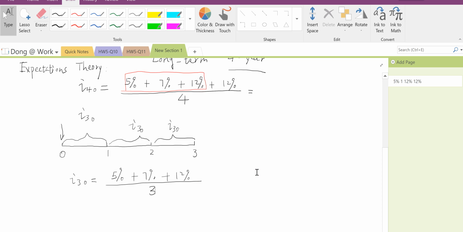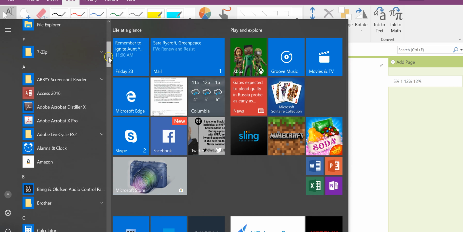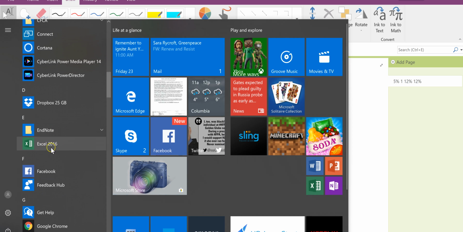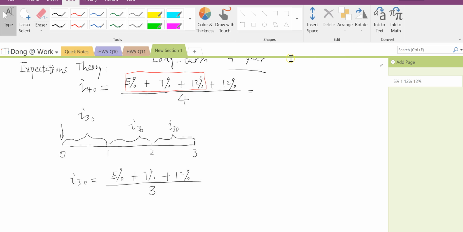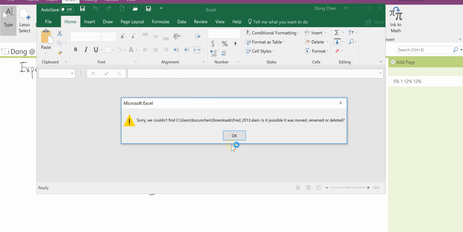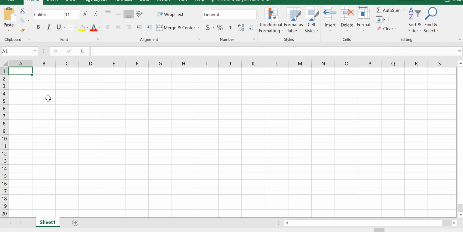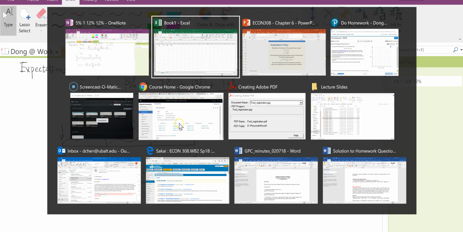And then if we understand that, the calculation of this question should be straightforward. You can either use a calculator, or if you want, you can also use Excel. Just put down the interest rates. So this is 5%, and 7%, 12%, and 12%. So this is the 4 years interest rates. I put down like that.